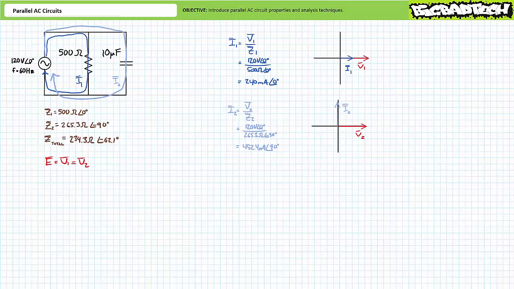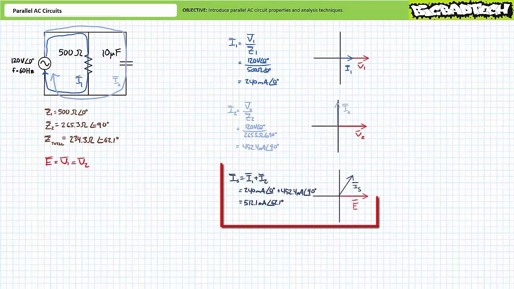Kirchhoff's current law states that the summation of all incoming currents must equal the summation of all outgoing currents. What goes in must come out. As we previously demonstrated using Ohm's law, resistive impedance Z1 draws 240 mA at an angle of 0 degrees from the source, and capacitive impedance Z2 draws 452.4 mA at an angle of 90 degrees from the source. It should be self-evident that the source must therefore supply 240 mA at an angle of 0 degrees, plus 452.4 mA at an angle of 90 degrees, or 512.1 mA at an angle of 62.1 degrees.